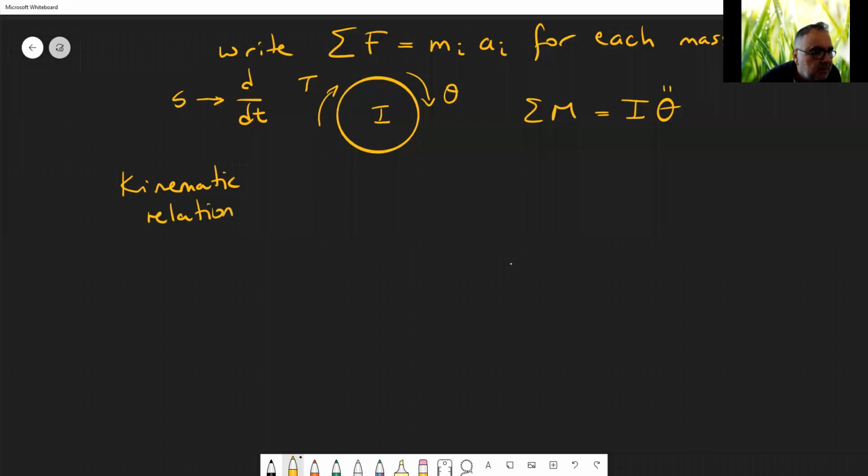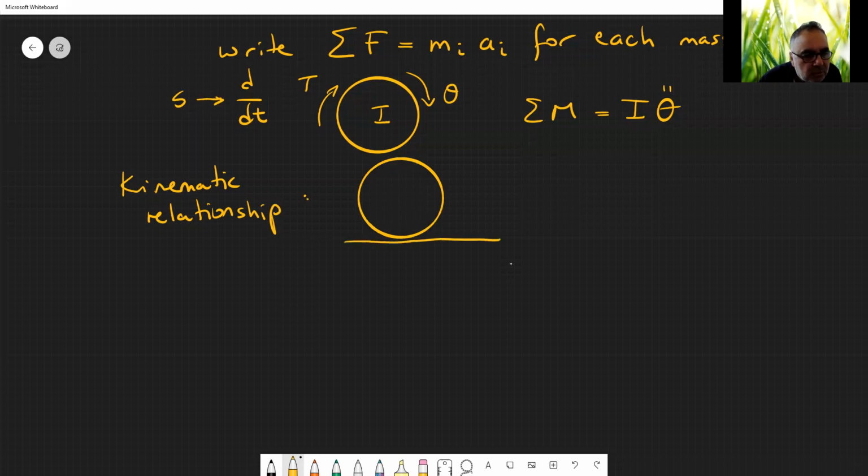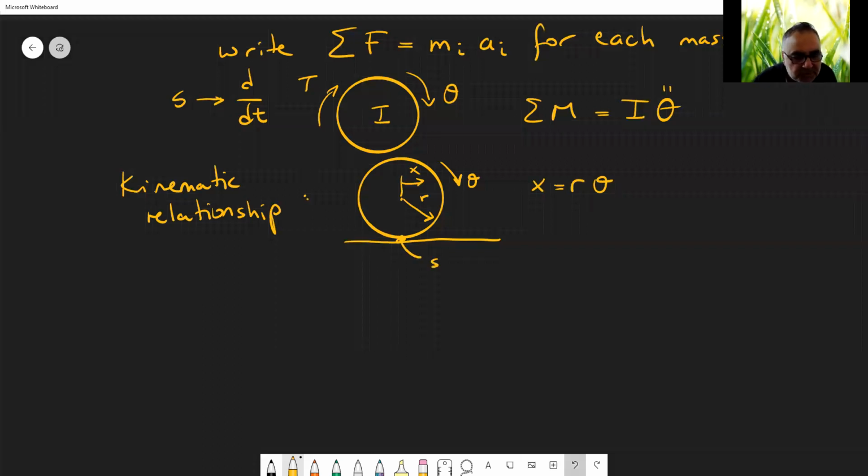For example, if you have no slip here, let's say this is R and this is rotating with theta. If this thing moves with X, the kinematic relationship is X equals R theta, if there is obviously no slip in your system, okay?